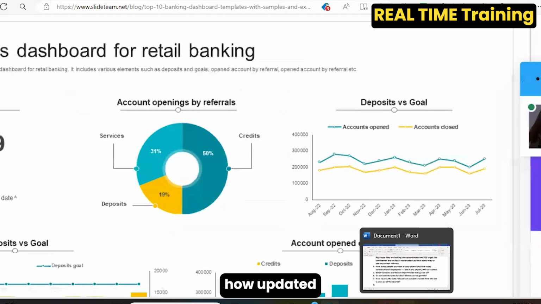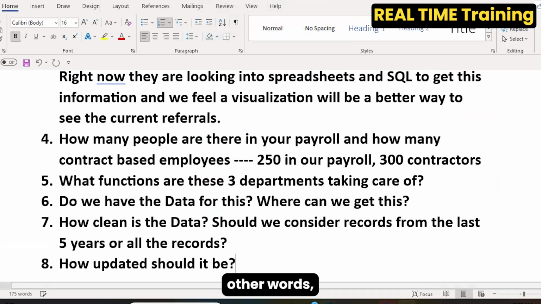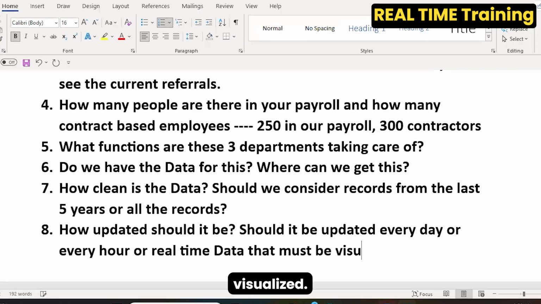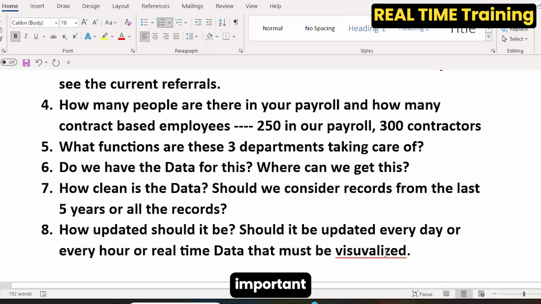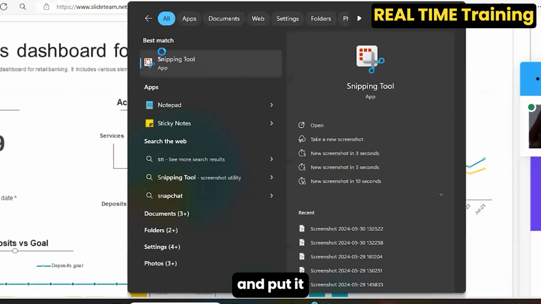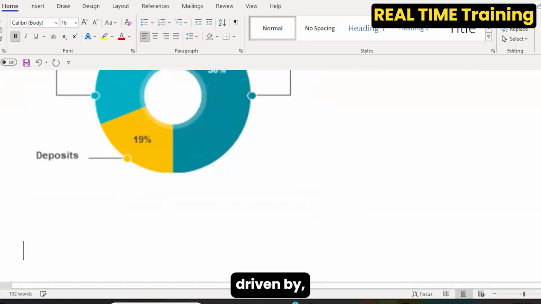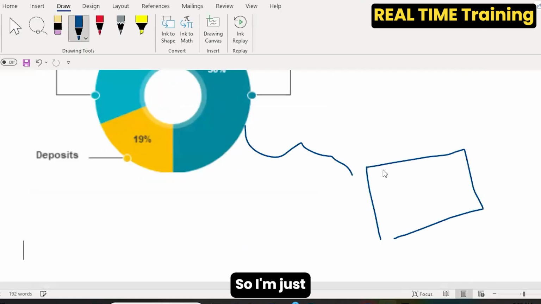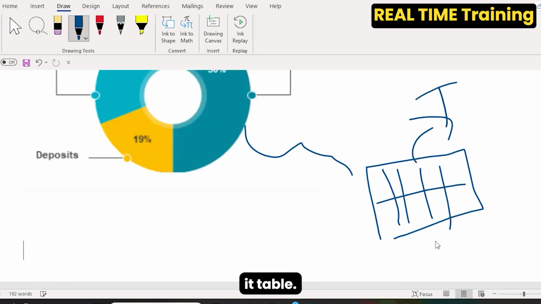Another question is, how updated should it be? In other words, should it be updated every day or every hour, or does real-time data have to be visualized? Now, this is a very important question. Reason being, think of it this way. I'm just going to snip this and put it into that Word document. Now this is driven by a table. What I mean by this is the data is coming from a table, correct? So I'm just going to draw a table and call it table.